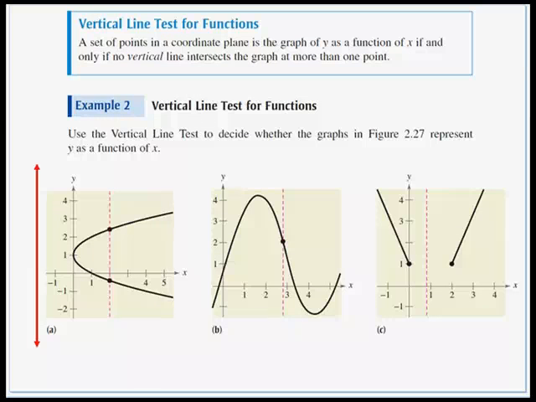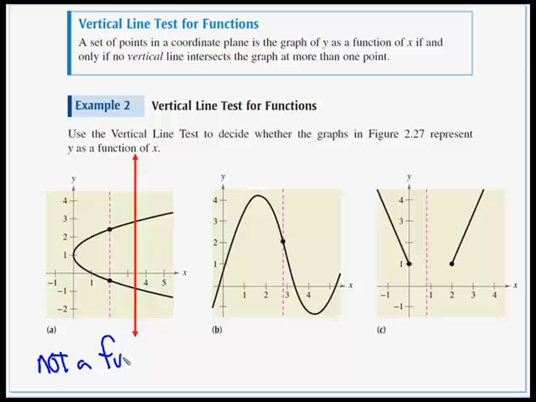Vertical line test. I know you've heard of this before. A set of points in the coordinate plane is the graph of y as a function of x if and only if no vertical line intersects the graph at more than one point. So in example 2, we're going to use the vertical line test to decide whether the graphs represent y as a function of x. And you notice as we start moving this line along here, just about any point, we're hitting the parabola twice. This parabola is opening to the right. This red line is hitting that parabola always at 2 points, so this is not a function.